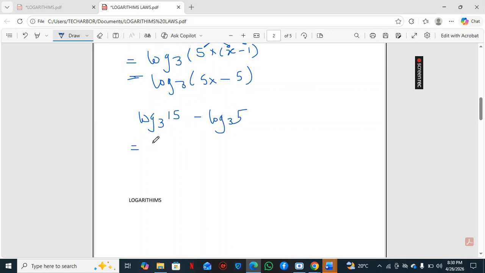We're going to apply the quotient rule, which is going to be log base 3, open brackets, 15 divided by 5. And then we know 15 divided by 5, that is 3.